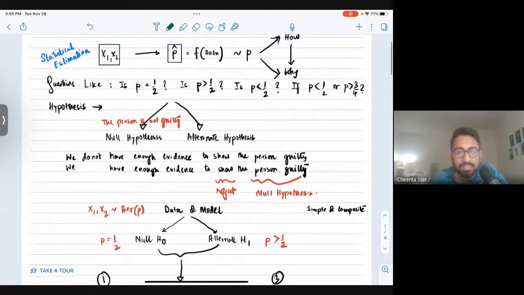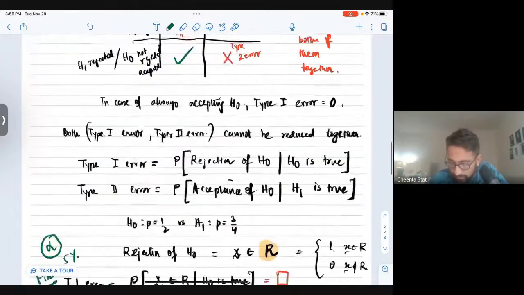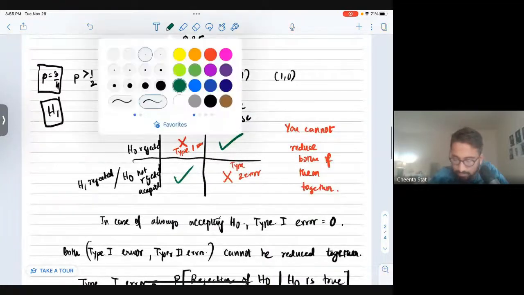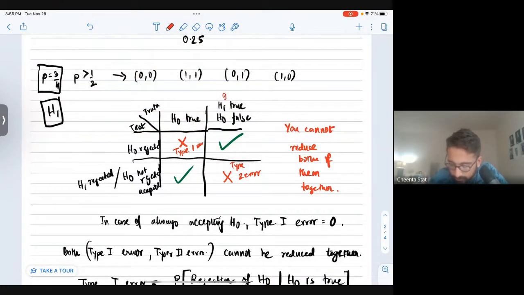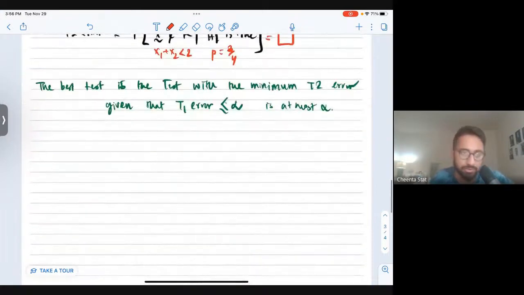If the person is guilty, see the example: if H0 is that the person is not guilty, then H1 is true means the person is guilty. What if we are accepting that the person is not guilty? That is the probability we want to reduce, right? Given the person is guilty, we should minimize the probability of not proving the person guilty. So there are some philosophical dimensions to it.